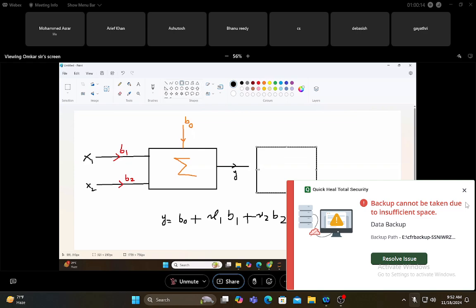This box is the activation function box. And what is coming outside the activation function box? P of y is coming. This is called sigma. Sigma of y box.